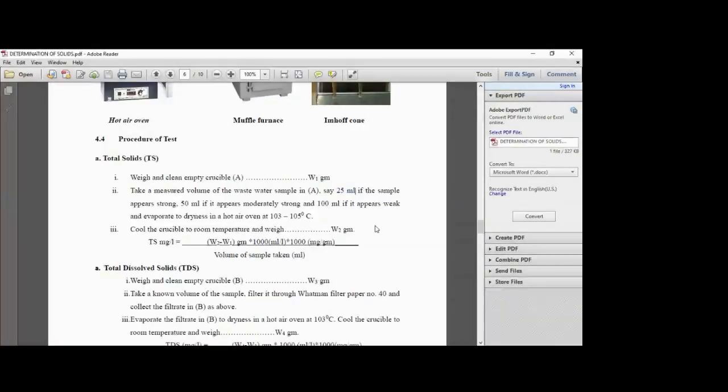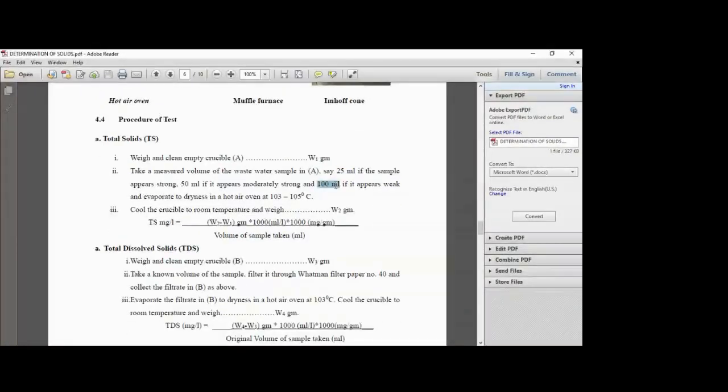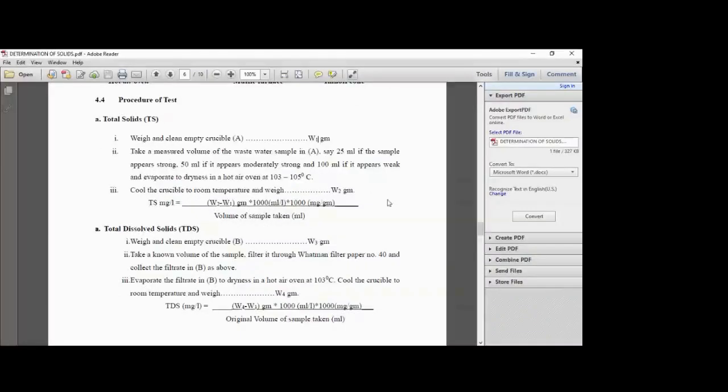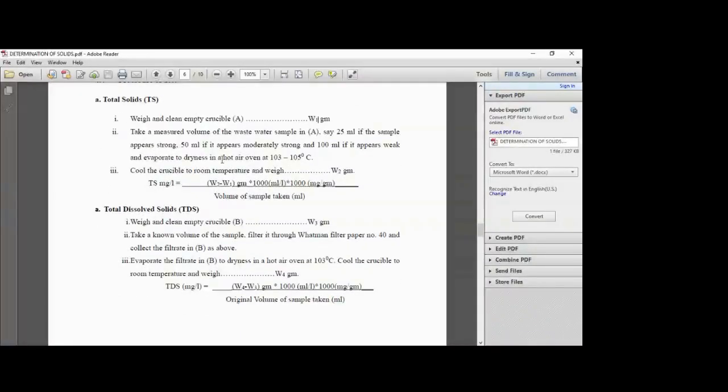So let's say that we have taken 100 ml of sample. What we are going to do is pour this 100 ml of sample into this empty crucible whose weight is W1 gram. After that, we are going to keep it in the hot air oven at 103 degrees Celsius to 105 degrees Celsius. Now for how long do we have to keep it? We have to evaporate it to dryness, right?